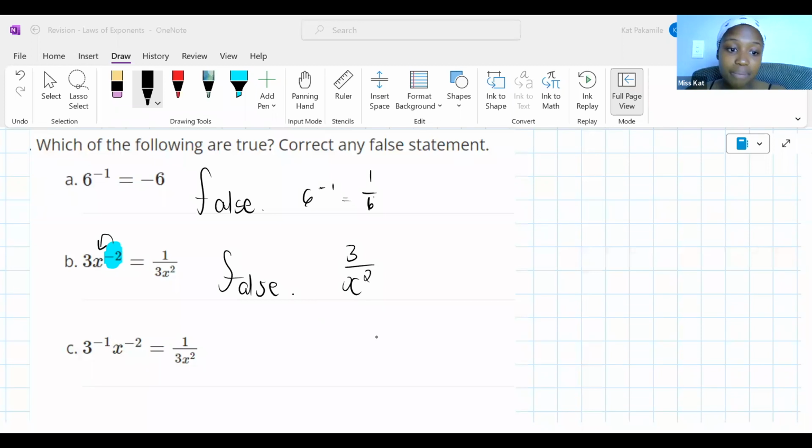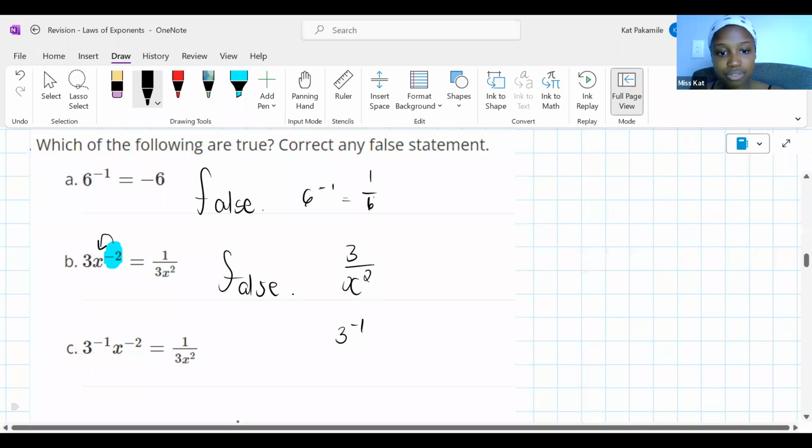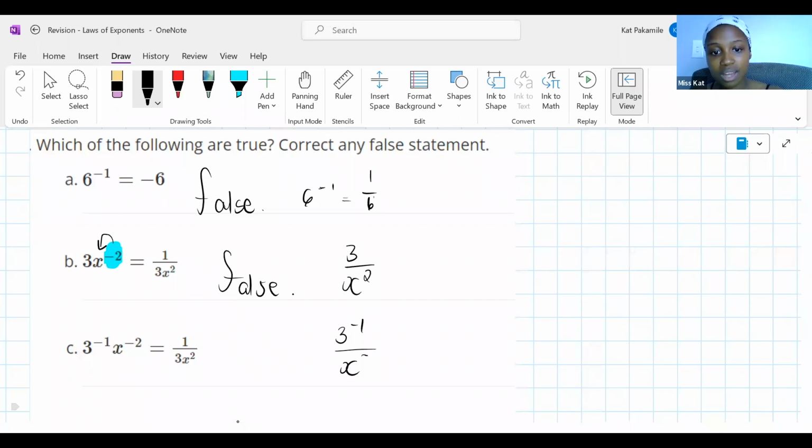Okay, guys, let's follow our same steps. So if we do the first step, we move our x first. We're going to have 3 to the minus 1 over x squared. But then, guys, we still have a negative exponent. So whoever said true, you are correct, my darlings. This would be true. This was to catch you out.